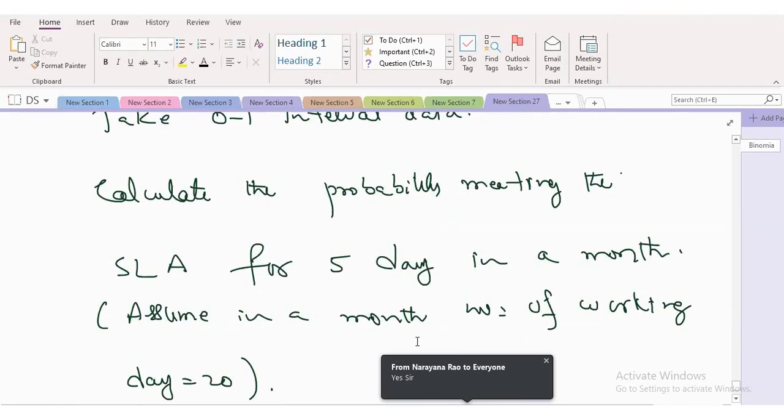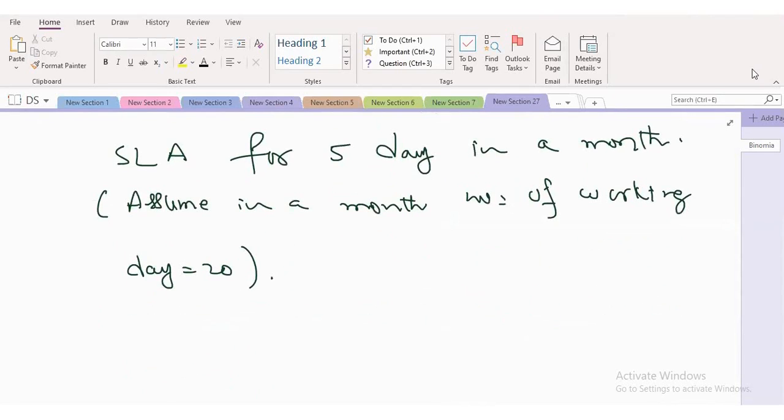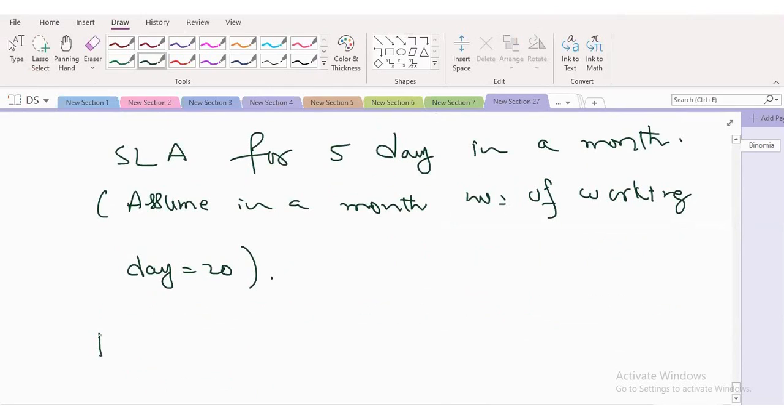The head and tail problem. What are the things I can do? Probability of x equal to 0. What is the x here? Number of heads in 3 consecutive trials, right? So x equal to 0.